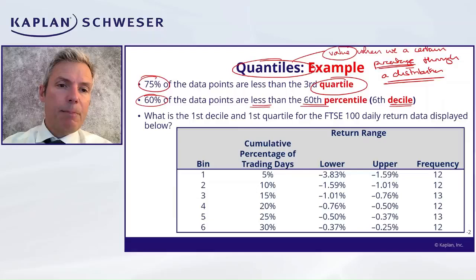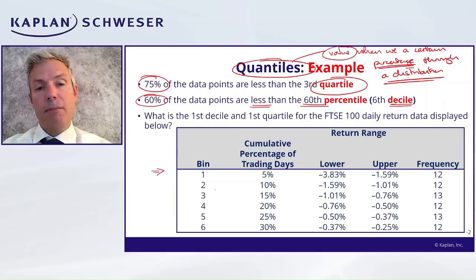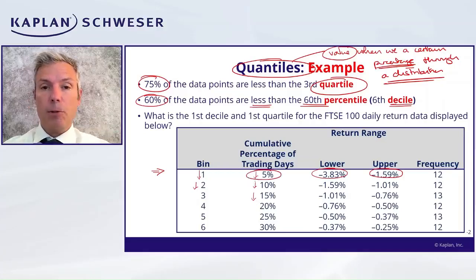So from an exam perspective, you might be given some data. This is mirroring the sort of thing you see in the curriculum where we're being told about 5% bins here. So as we move through these bins with these ranges, we see cumulatively 5% of the distribution each time. So for example, between minus 3.83 and minus 1.59, we see 5% of the distribution. That means the 5th percentile for this distribution would be here, 1.59.